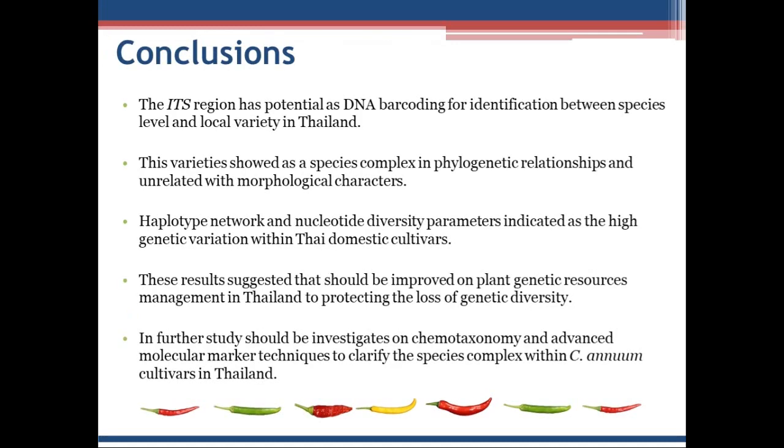In conclusion, the ITS region has potential as a DNA barcode for identification at the species level and of local varieties in Thailand. These varieties show as a species complex in phylogenetic relationships and are unrelated to morphological characters. The haplotype network and nucleotide diversity parameters indicated high genetic variation within Thai domestic cultivars.